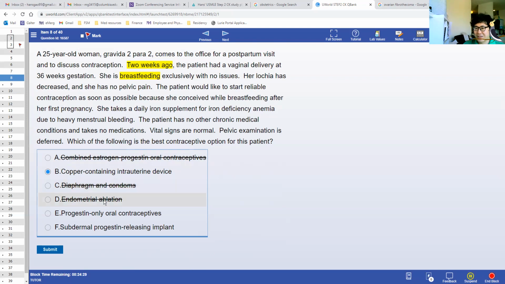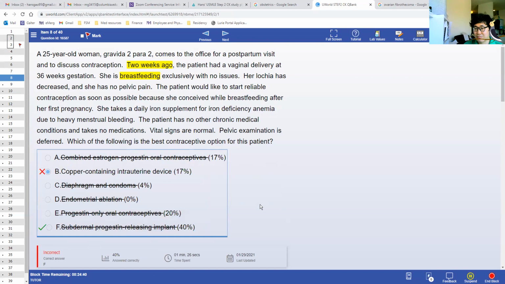This is going too far. You wouldn't go do surgery for this. Progestin only, they're not bad, yeah, that's going to mess up the breastfeeding too. Subdermal progestin releasing implant, I'm pretty sure that's going to mess up the breastfeeding as well. All right. So copper containing IUD is not a good idea.